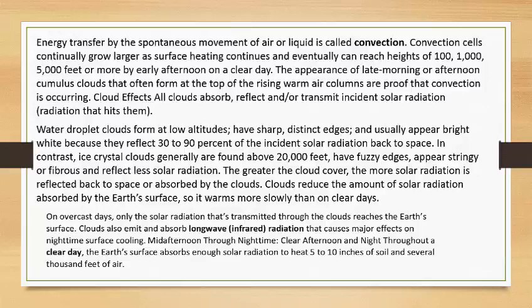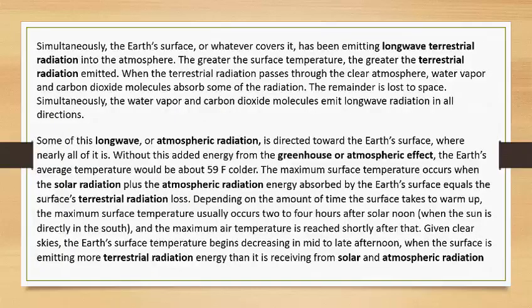Throughout a clear day, the Earth's surface absorbs enough solar radiation to heat 5 to 10 inches of soil and several thousand feet of air. Simultaneously, the Earth's surface, or whatever covers it, has been emitting long-wave terrestrial radiation into the atmosphere. The greater the surface temperature, the greater the terrestrial radiation emitted. When the terrestrial radiation passes through the clear atmosphere, water vapor and carbon dioxide molecules absorb some of the radiation. The remainder is lost to space.